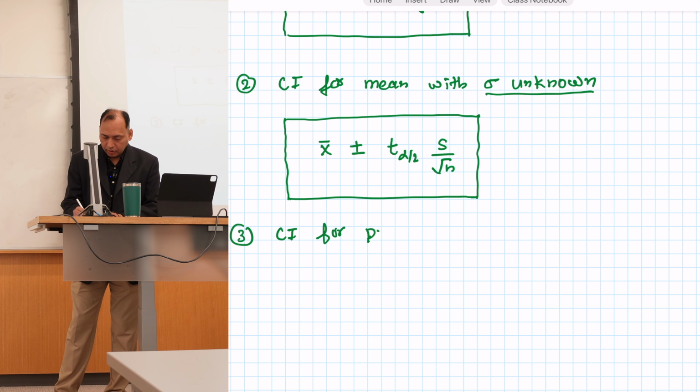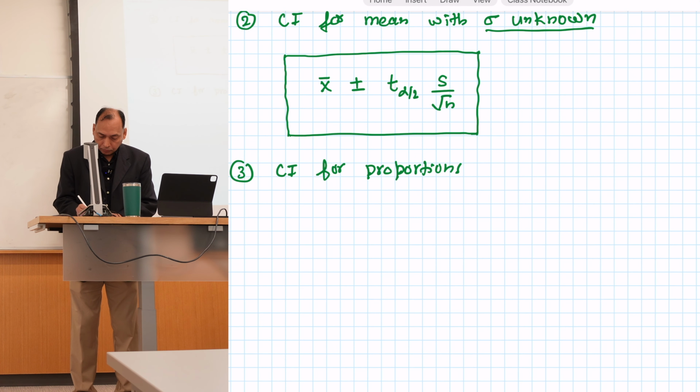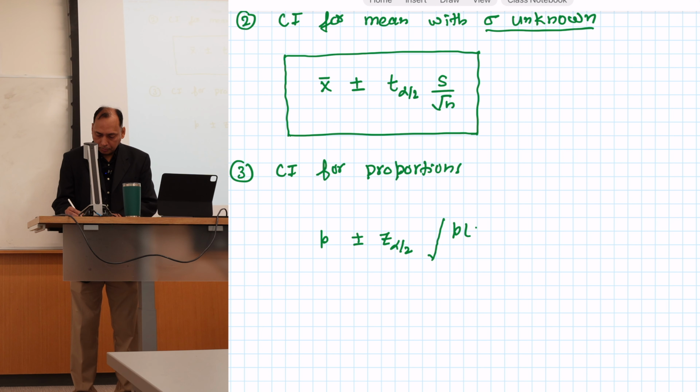And last situation is confidence interval for proportions. Format is same. You start with the average p and then plus minus, and we can still use standard normal distribution z alpha by 2, and then you need square root of p times 1 minus p divided by n.